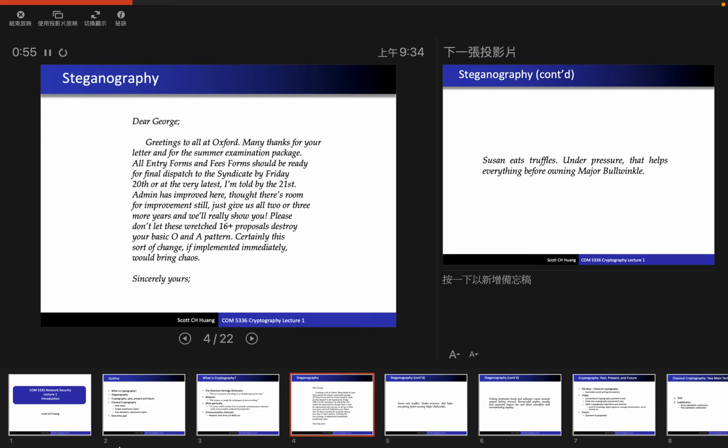I'll give you 30 seconds to take a look. It looks like a letter, but there are some secret messages contained in there. So I'll give you 30 seconds to figure it out. Did anybody figure it out? This is an old form of cryptography, called steganography.